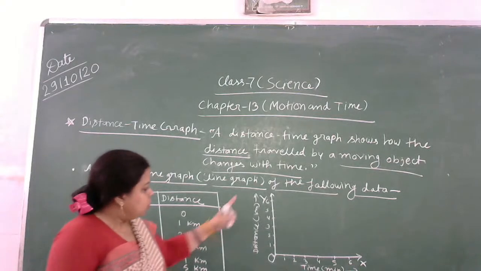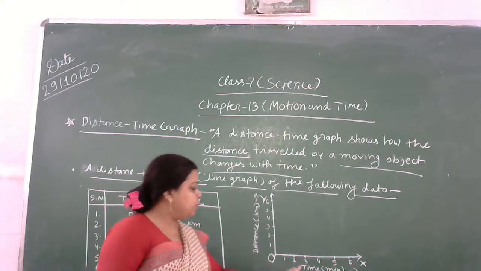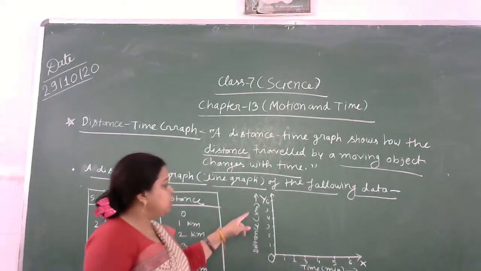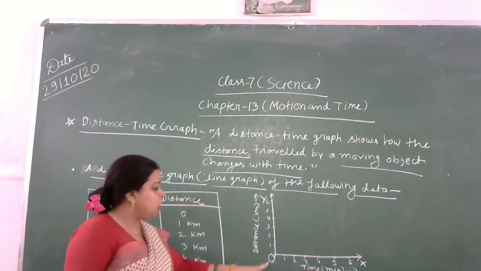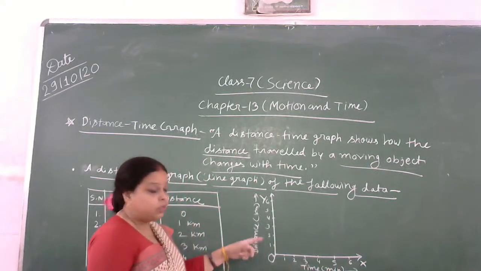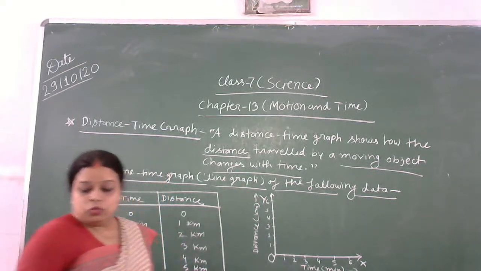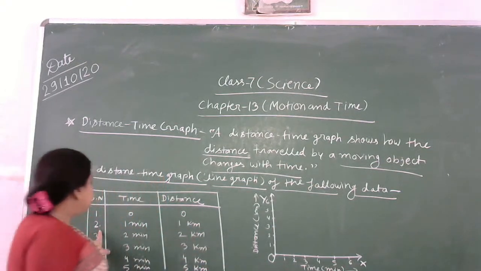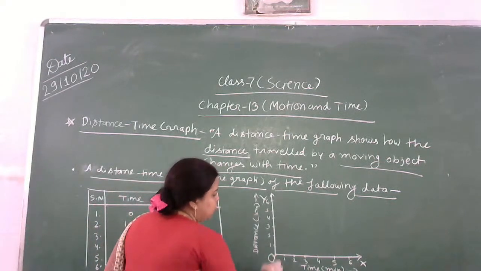On graph paper, first we make the x-axis and y-axis, then label them: this is time in minutes and this is distance in kilometers. Now mention all the data which are given. This is 0, then 1 minute, 2, 3, 4, 5, 6, and the same for 1 kilometer, 2 kilometers, 3, 4, 5, 6. First is 0, then second, in 1 minute 1 kilometer.